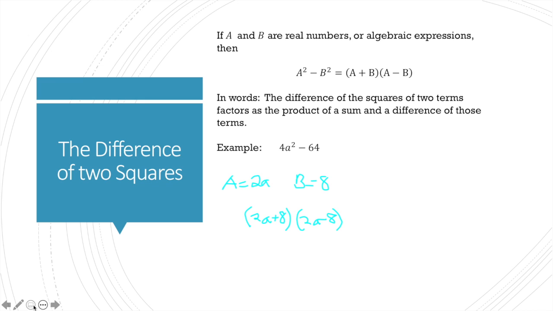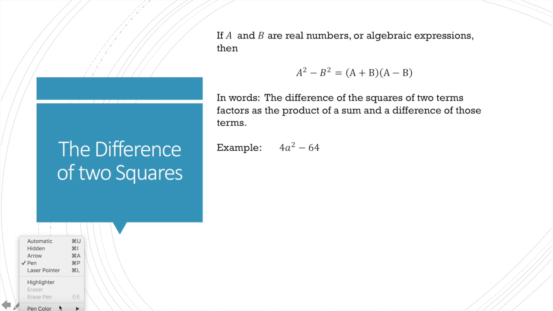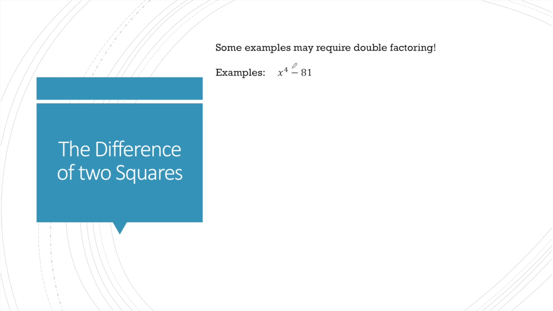Let's take a look at another example, but I'm going to change this pen color because I think it's hard to read. Pen, let's go to gray. It's important to note that some examples may require double factoring. So I've got x to the fourth minus 81. So my A in this case, if I've got x to the fourth, what would I multiply by itself twice to get to x to the fourth? That'd be x squared. And my B in this case is going to be 9, because 9 squared is 81.